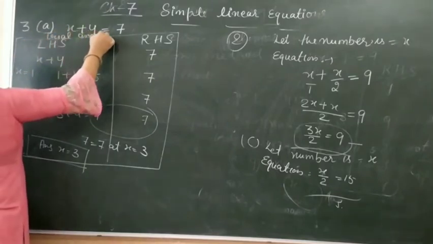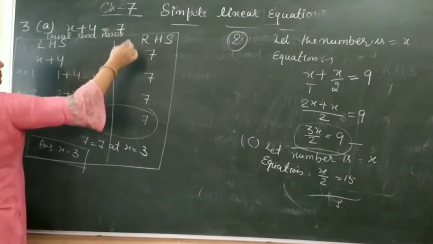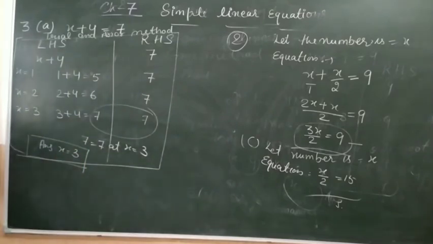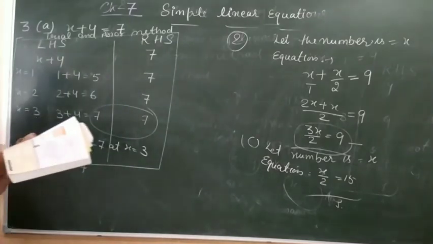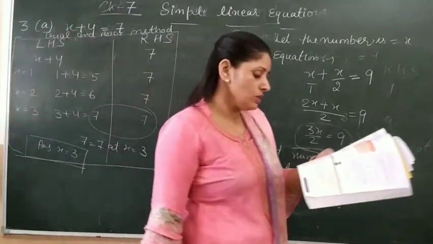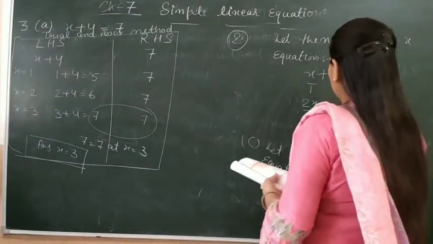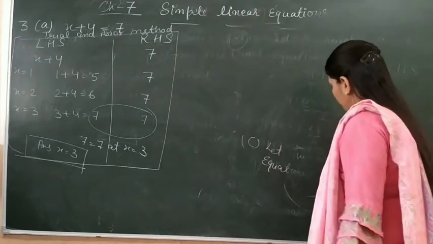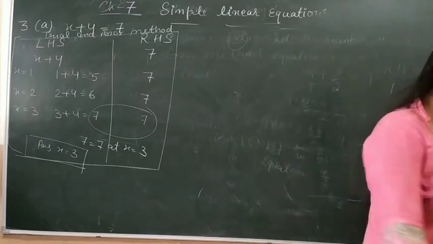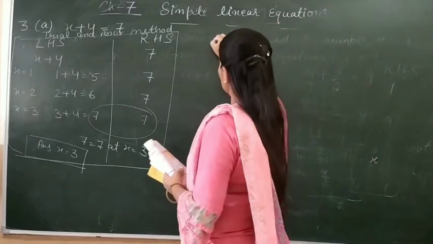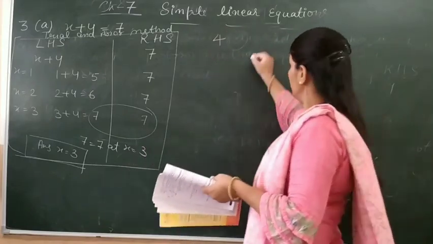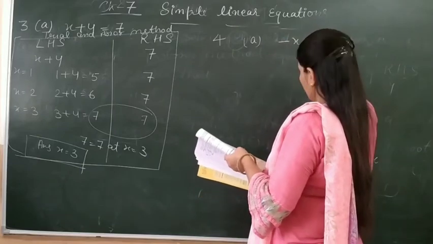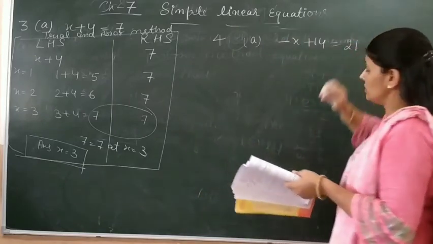Trial and error method. You can solve this. Now, come on to question number 4. Solve this equation by using the systematic method. Question number 4. Let's take first. Minus x plus 14 is equal to 21.